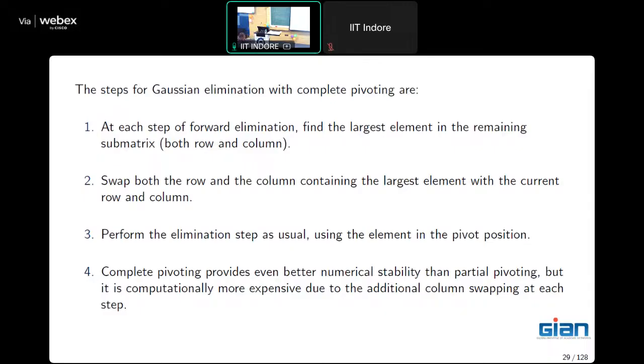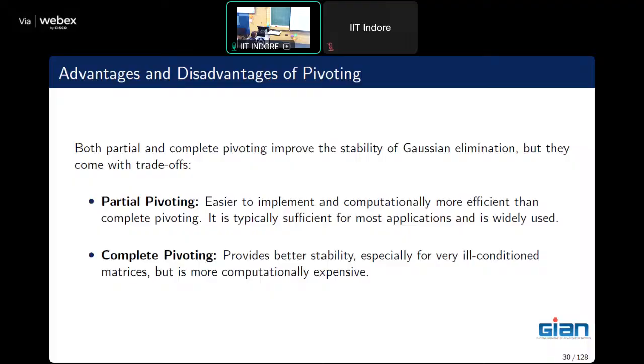So complete pivoting provides even better numerical stability than partial pivoting, as I mentioned before, but it is computationally more expensive due to additional column swapping at each step. This is the way we avoid the swapping, unless you know the drawbacks of some decomposition. If you are going to use it in your calculation, sometimes it's dangerous. So one is to know the type of this, the advantage or disadvantage.